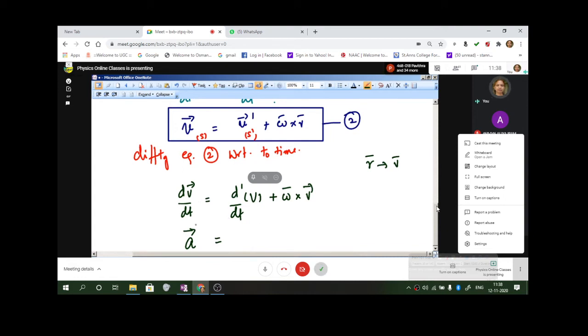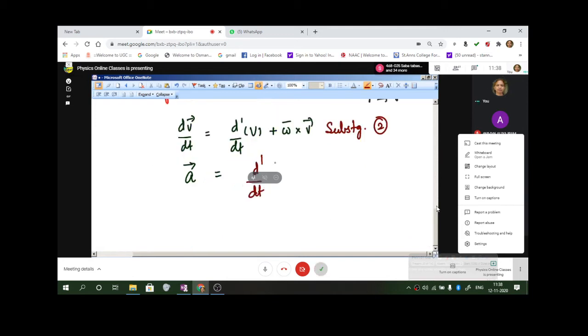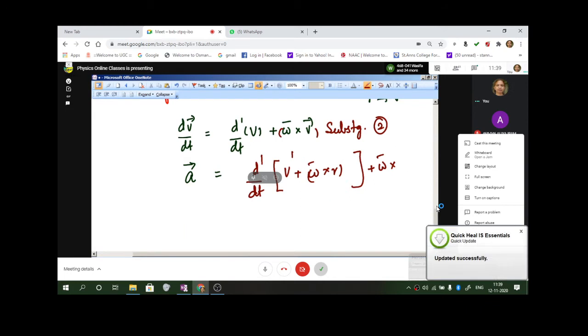But what is V from equation 2? Substituting equation 2, what do you get? You get this as d'/dt, and in place of V, we will write it as V' plus omega cross R, plus omega cross, once again in place of V, same thing you will write. Omega cross V' plus omega cross R.